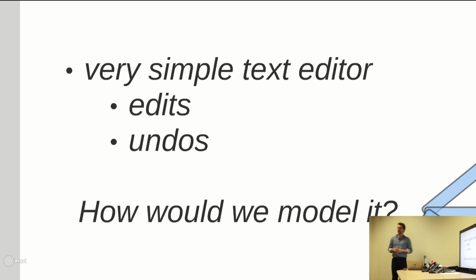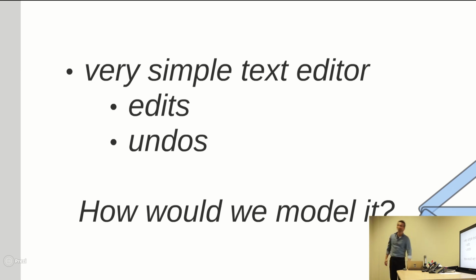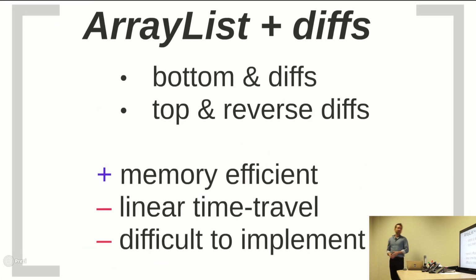It will be so simple, in fact, that we will only support edits and undos. We will have a text. We will not be able to append to it, prepend, or delete, for the sake of simplicity. How would we model it? Our first instinct might be to use an array list and some diffs, all the modifications stored that represent our changes. We could do that in two ways.